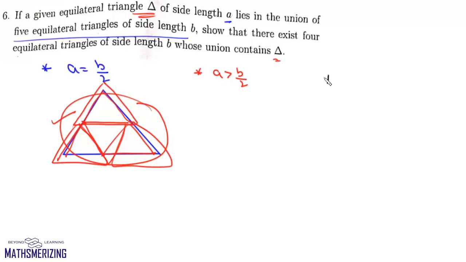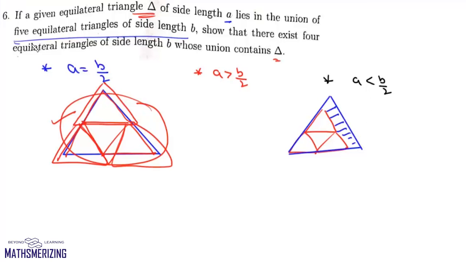Now we consider the third case, when A is less than B by 2. Suppose we have 4 equilateral triangles formed from B, and then if we consider this A, in order to cover this remaining part of A, we need more than 5 triangles. So in this case, the union of 5 equilateral triangles cannot contain this triangle delta. So this case is not possible with 5 triangles.